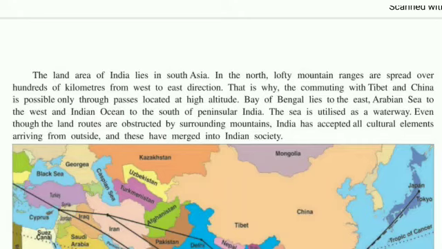In the same way, the sea is also utilized as a source of natural resources. Okay, where we can find petroleum in it, different types of oils. India has accepted all the cultural elements arriving from outside. Okay, so when we started this chapter, I told you that India is a secular land, where we believe and keep faith in all religions. We respect each and everyone with dignity, right? So this makes us very different from other peoples, and this has merged into our society even.